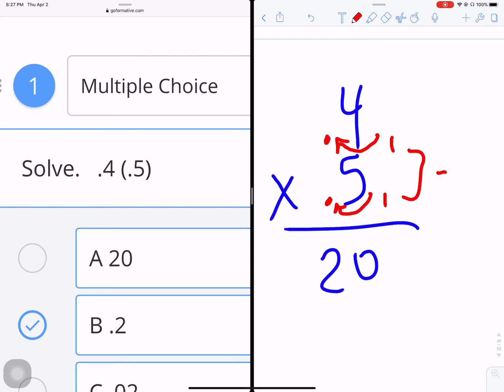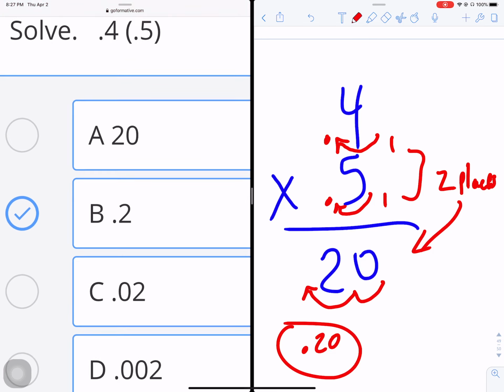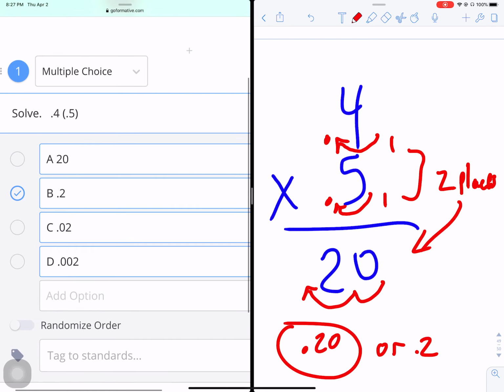So how many total places? 2 places over. This is important for the answer because you're going to want to move 1, 2 places over. So the answer is not going to be 20. It's going to be 0.20, or in this case, you can see 0.2. 0.2 and 0.20 are the same answer. So do the multiplication as you normally would, and then deal with the decimals afterwards. That is my advice.